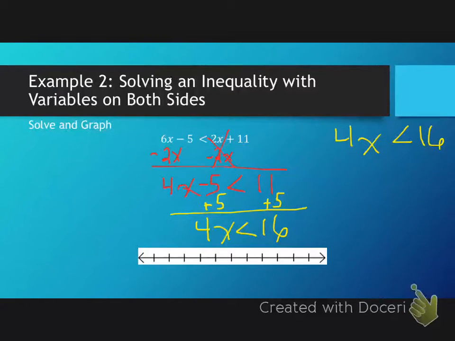So now comes this final step, is I've got to get rid of what's multiplied or divided. Well, 4 is being multiplied by x, so to get rid of it, I divide by 4. So those cancel out, and I get that x is less than 4. So when I'm looking at this, here's 4, 5, 6, 7, 8, and 1, 2, 3, there's 0. I need an open circle at 4, and it's x is less than 4, so it's going to be all the values that are less than 4, so going to the left here.